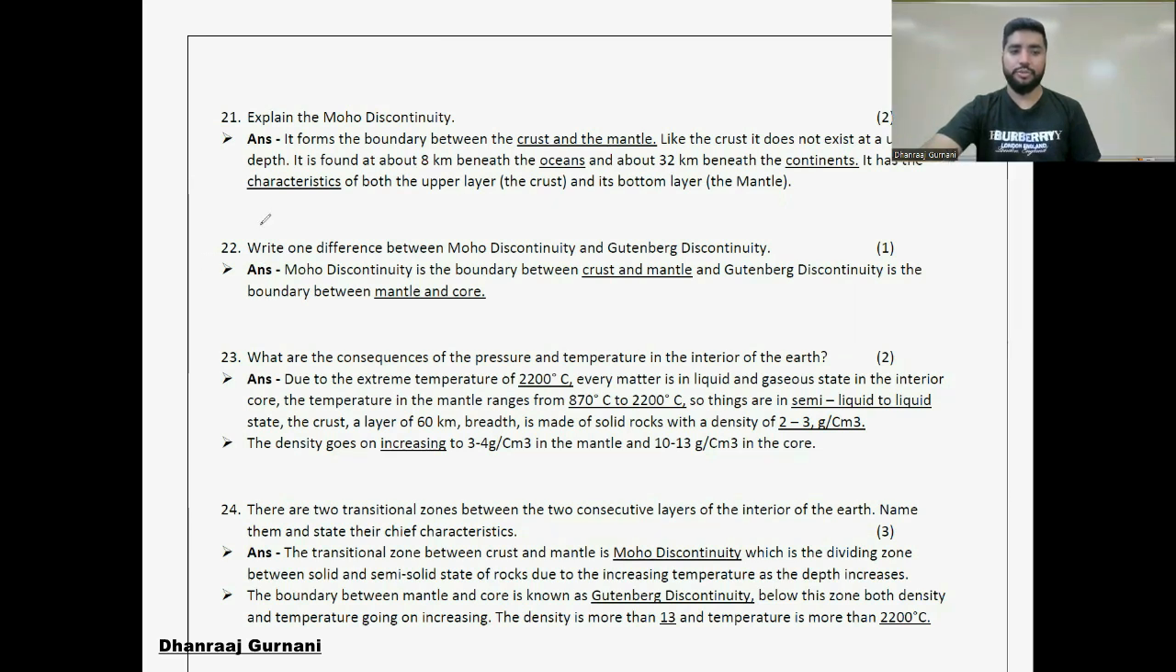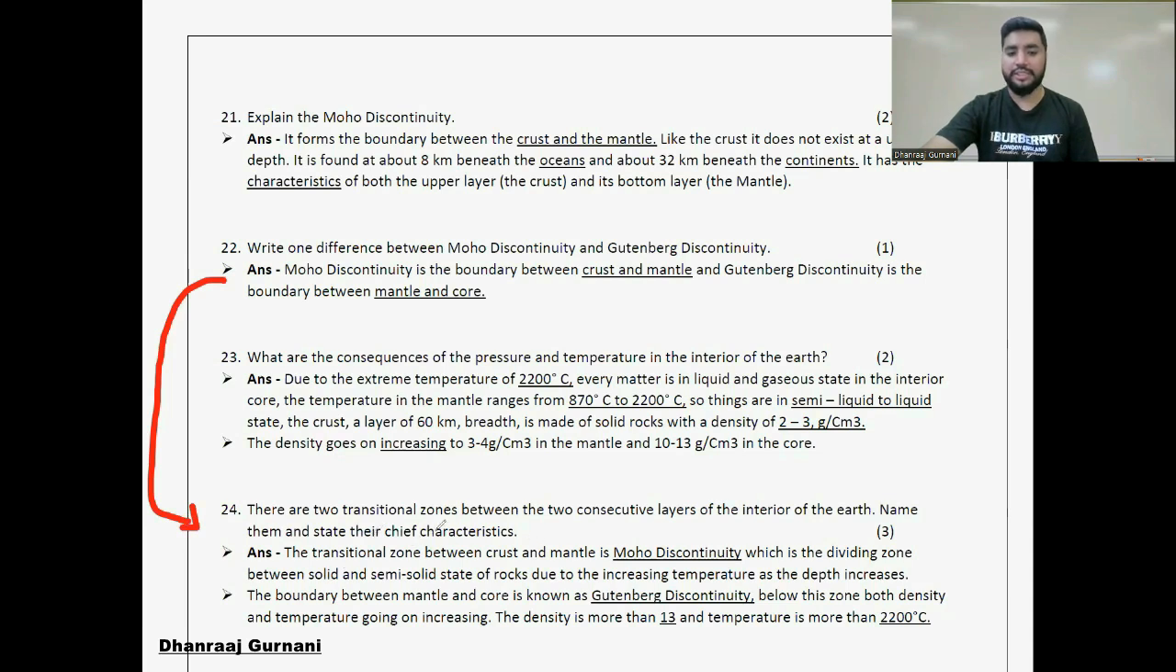Question 22. Write one difference between the Moho and the Gutenberg discontinuity. The Moho discontinuity is the boundary between the crust and the mantle, and the Gutenberg discontinuity is the boundary between the mantle and the core. 22 and 24 go together.